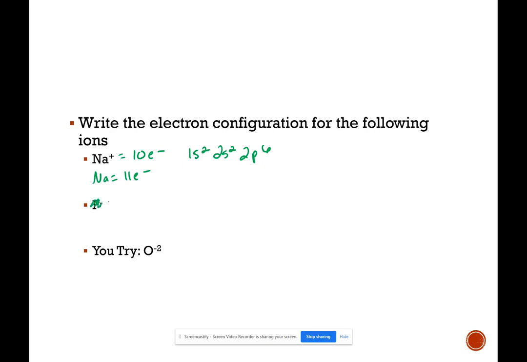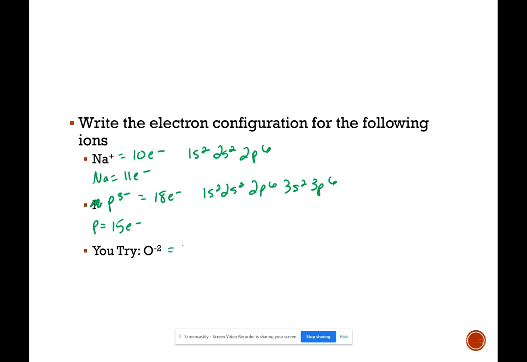I'm going to change this to phosphorus, actually, the phosphide ion. So a neutral phosphorus has 15 electrons. A phosphide ion, therefore, has 18 electrons. So, again, just do an electron configuration for 18 electrons. 3s2, 3p6 gets me to 18.